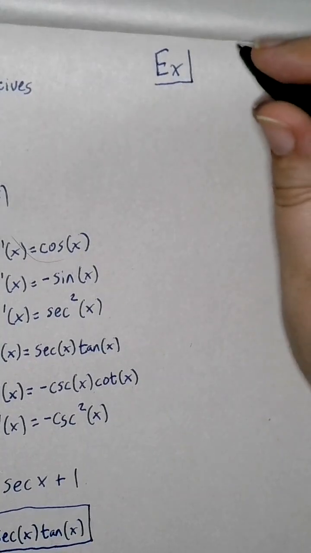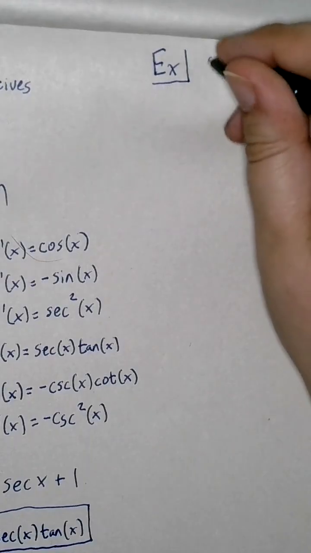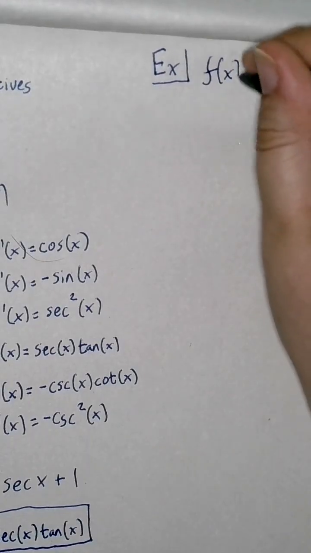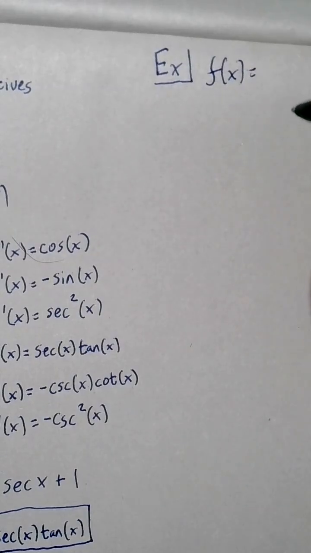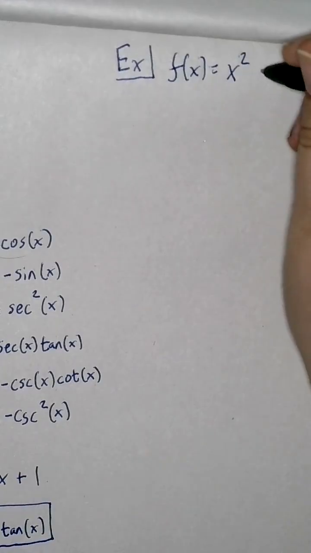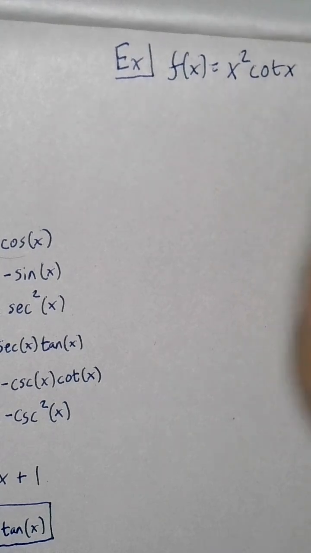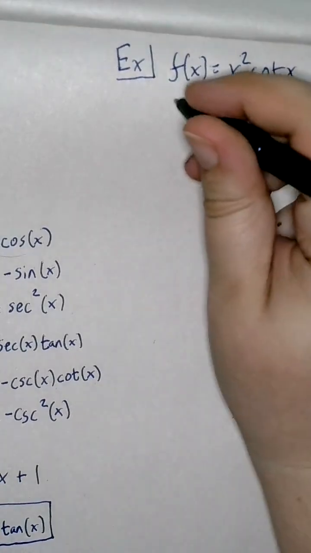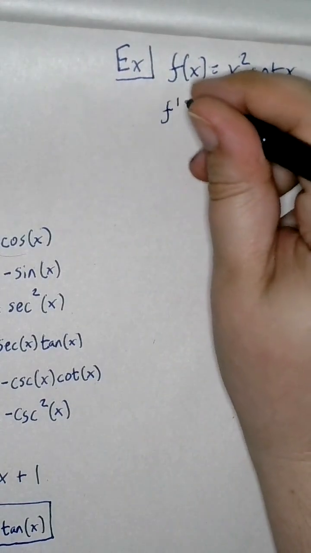So, here, I'm going to let f of x equal x squared times cotangent of x. And I want to find the derivative of this function.